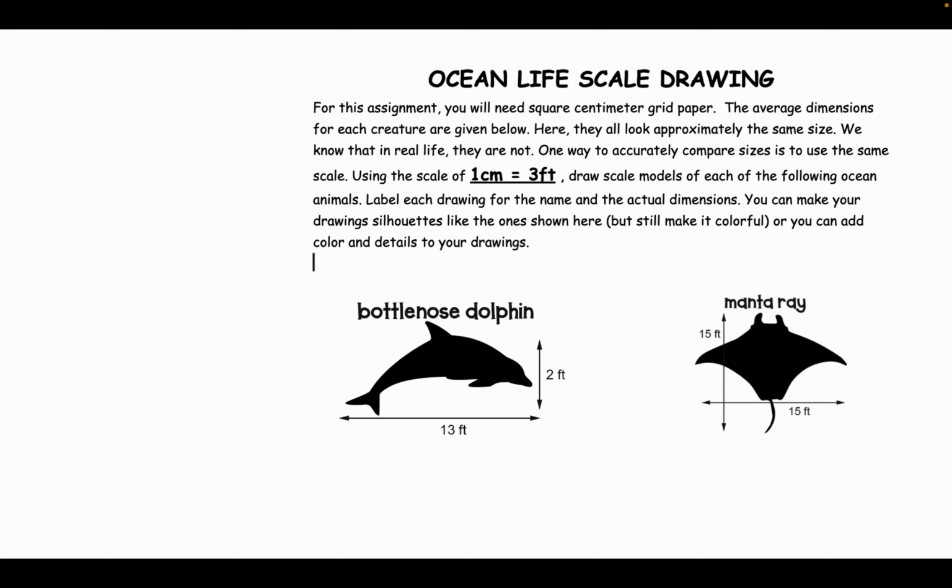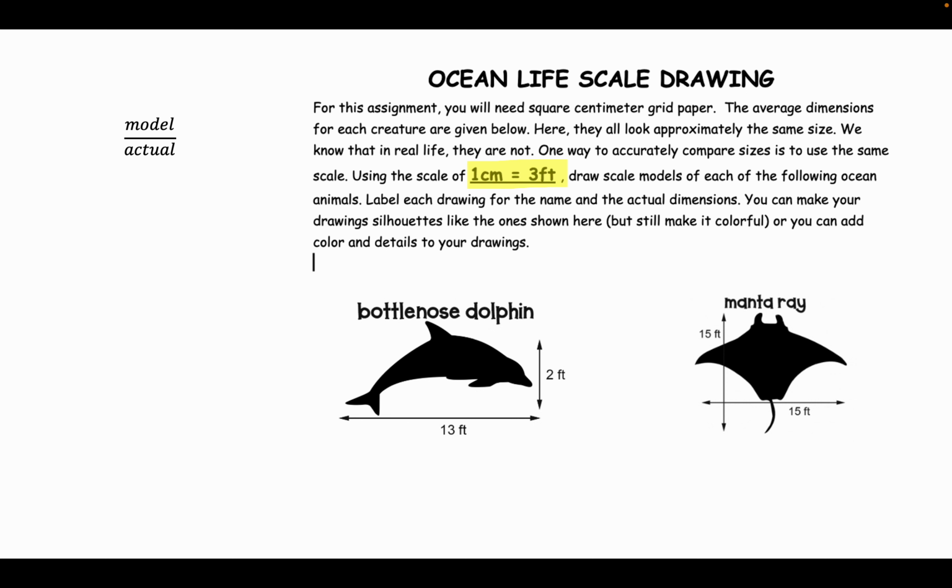One way to accurately compare sizes is to use the same scale. We are going to be using a scale of 1 centimeter equals 3 feet. And we're going to draw scale models of each of the following ocean animals on our grid paper. Now, in order to come up with our model measurements, we're going to be coming up with ratios that take the model divided by the actual length.